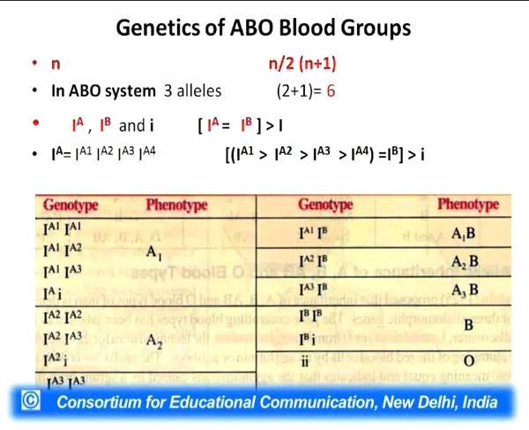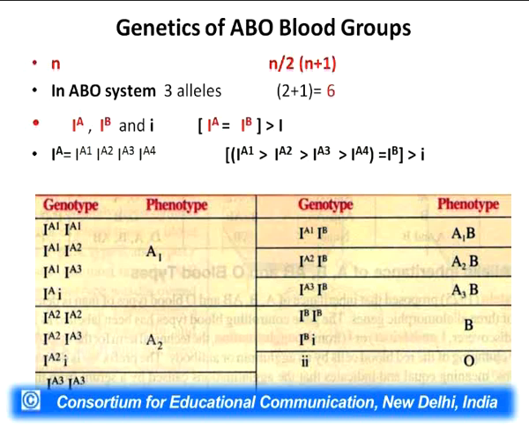The genetics of ABO blood groups demands much more attention than any other form. The ABO system, as I said, has 3 alleles. So, naturally, according to the formula of calculation, we have 6 different genotypes. The 3 alleles which are controlling our blood groups are IA, IB and small i.